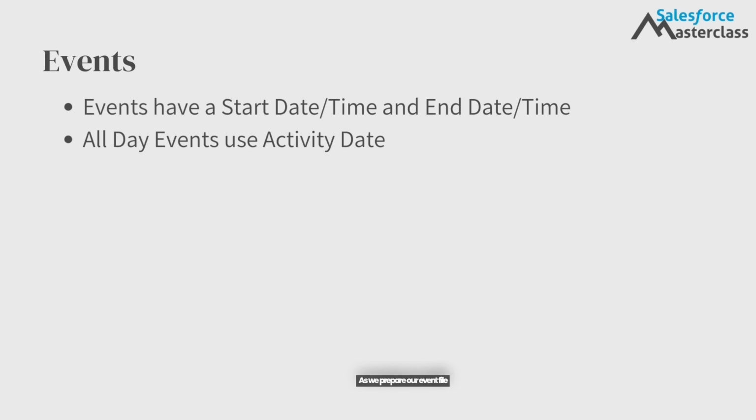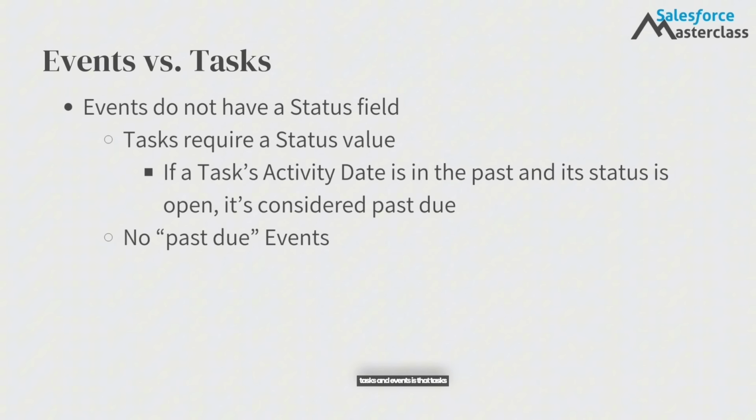As we prepare our event file for insert, there are certain fields that are different from tasks. Events have a start date and time and an end date and time. If they are all-day events, they'll rely on an activity date instead of the start date time. Another key difference between tasks and events is that tasks require a status value, whereas events don't have a status. If a task has a due date in the past, but it's still open, it's considered overdue. Events don't have that functionality.